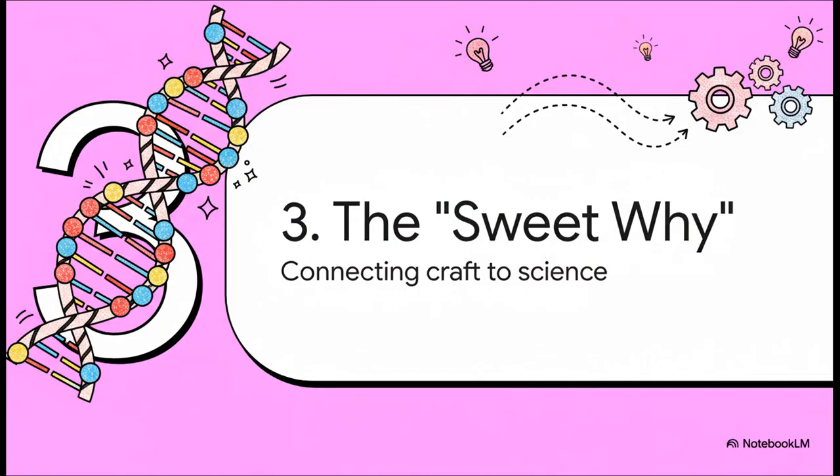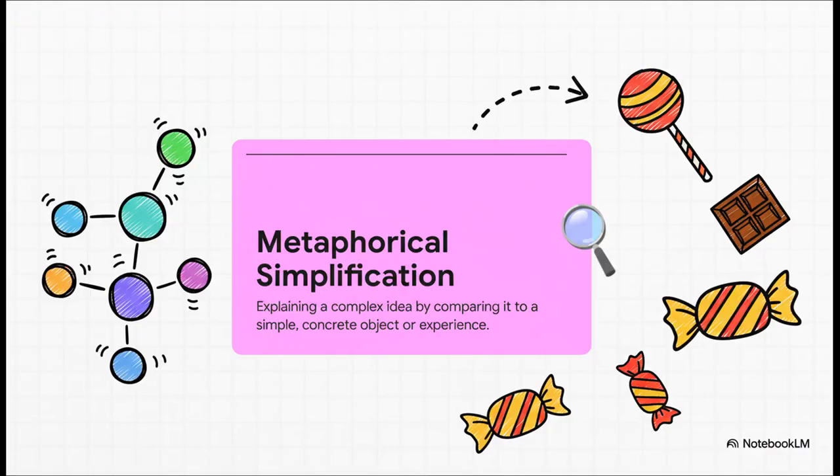So how does the script actually make that crucial connection? How does it make sure kids don't just see a candy ladder, but they actually understand the DNA it represents? This next section, the Sweet Why Explained, is all about bridging that gap. You know, the technique at play here actually has a name. It's called metaphorical simplification, and it's one of the most powerful tools in education, period. You take something totally abstract and invisible, like a molecule, and you compare it to something simple and concrete, like candy, making it instantly understandable.